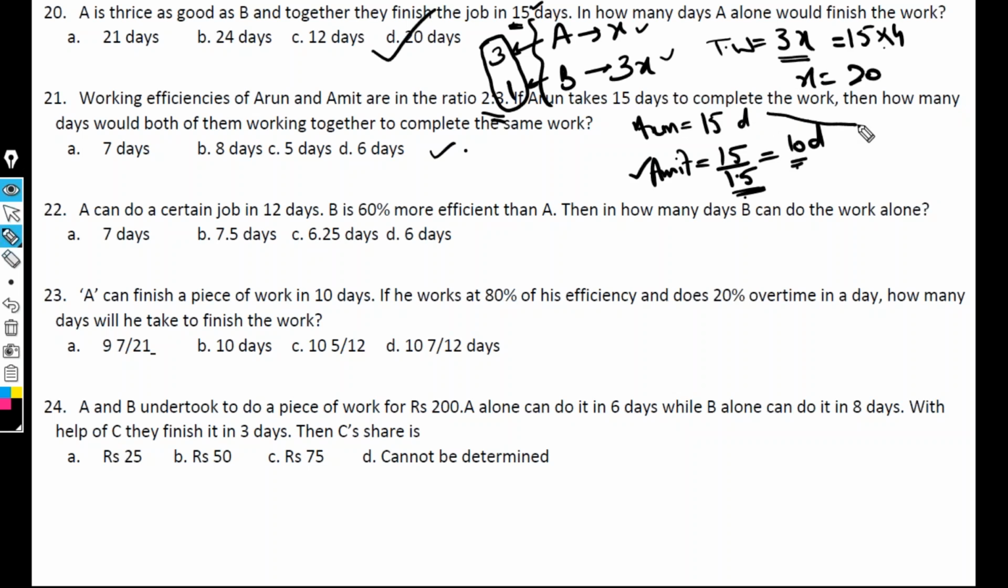So now LCM of 15 and 10 is 30. And we know Arun will complete 2 units in one day. Amit will complete 3 units in one day, which adds up to 5. So 30 by 5, answer is 6 days. So a ratio of 2 is to 3 is for Arun to Amit. So Amit will be 3 by 2 times as efficient as Arun. So 3 by 2 is 1.5.